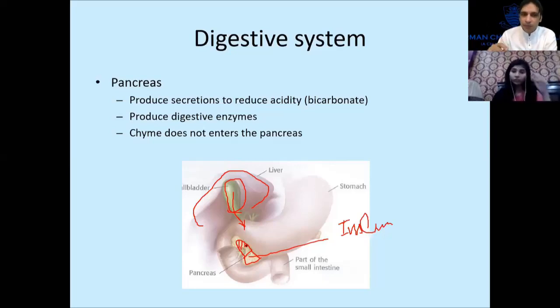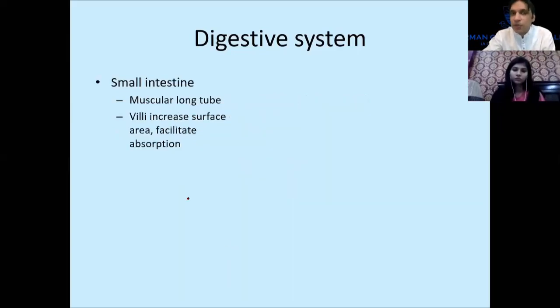Some of them took a little bit more time as compared to the others, like fats take more time to digest as compared to the carbohydrate and proteins, and lots of proteins are digested within the stomach as well. So the digestion of fats and other components usually finishes in the second part of the digestive system. And then comes the last part of the small intestine.